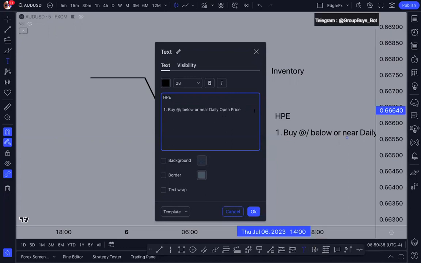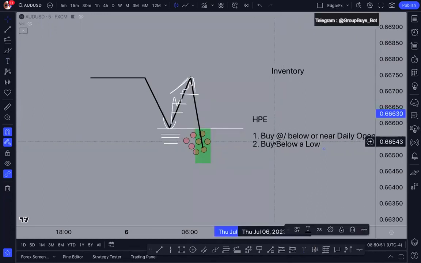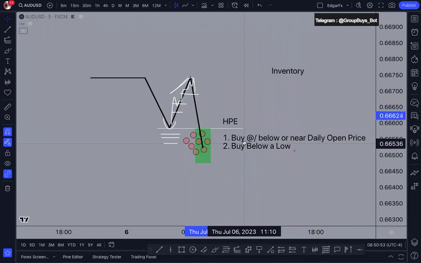So I'm in there. Me too. That's an HPE. And then another HPE is positioning your buy below a low. And you see how we're using pure price? This is pure price confluence, if you would.